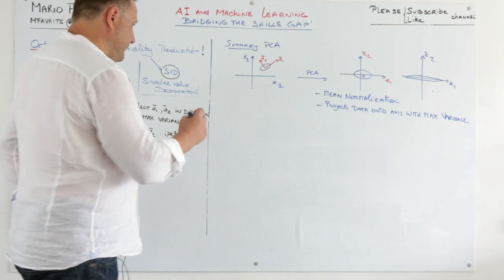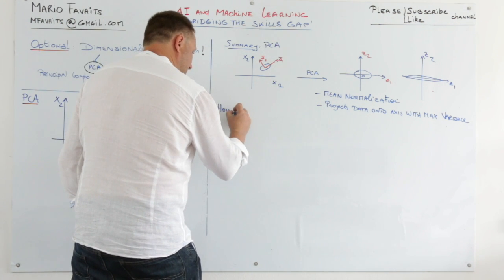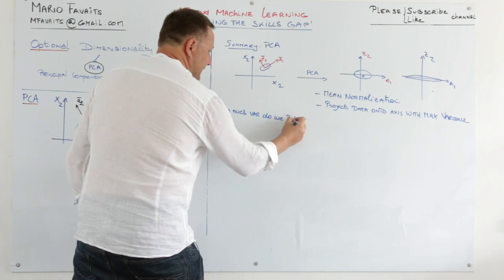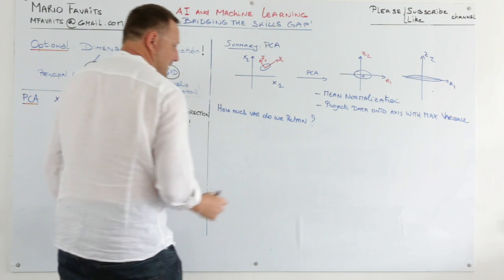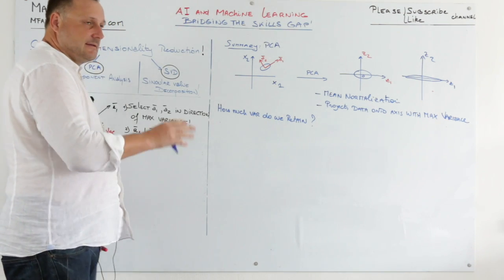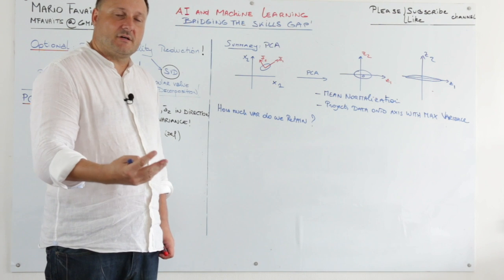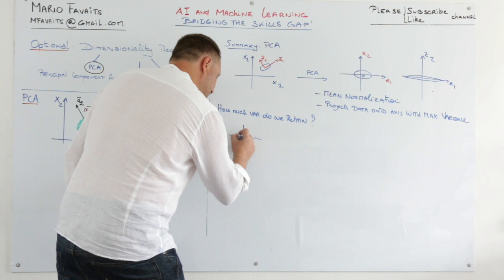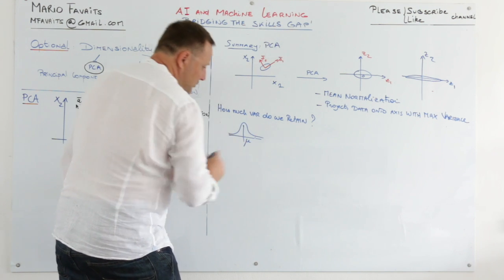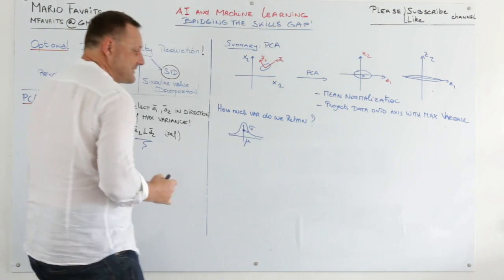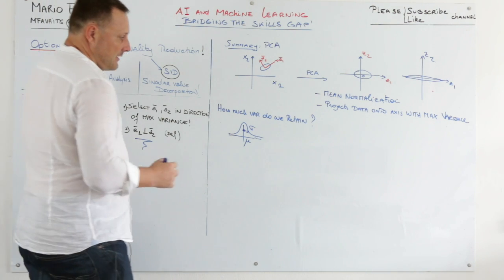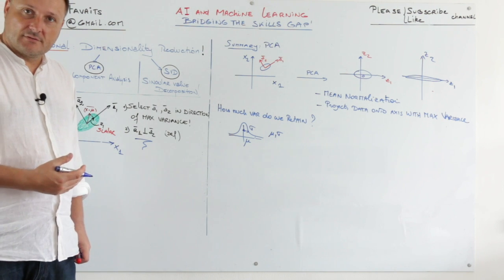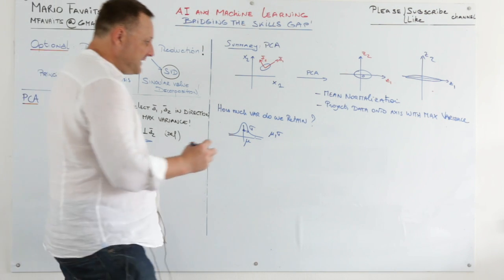Now, how much variance do we retain? Remember that I said, and this is not a normal distribution, I'm just showing you a normal distribution because it's easy to explain. Remember we had the data, something like this. We had a mean mu and we had a standard deviation sigma. Mu and sigma totally define this data distribution. Totally.